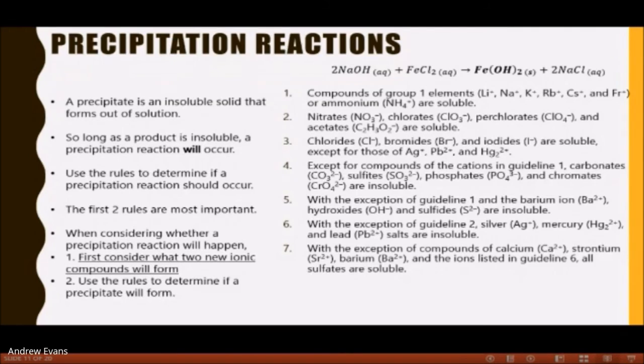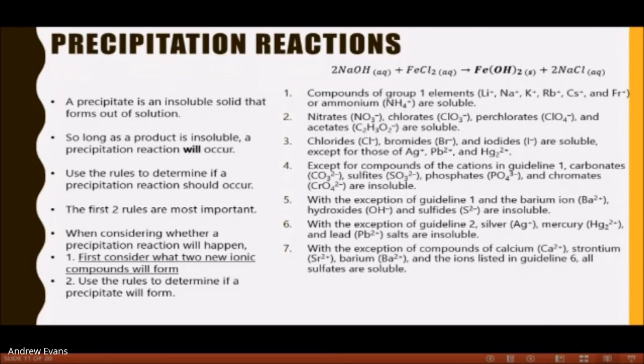Now, rule 2: nitrate, chlorate, perchlorate, and acetate are always soluble. Remember in the lab, we dissolved potassium chlorate and mixed it with silver, and we should have seen not a whole lot of solid. Why? Because chlorate is soluble in all solutions.